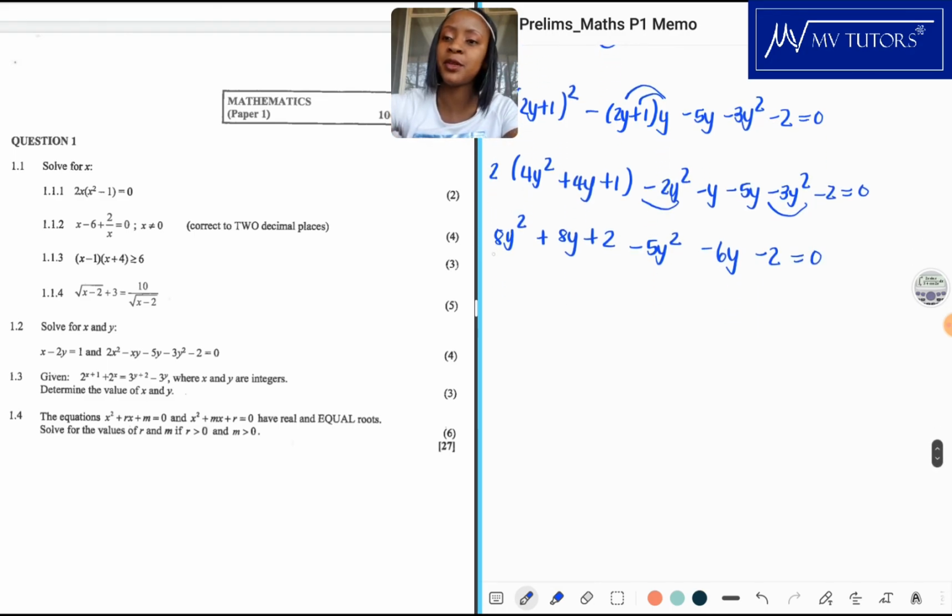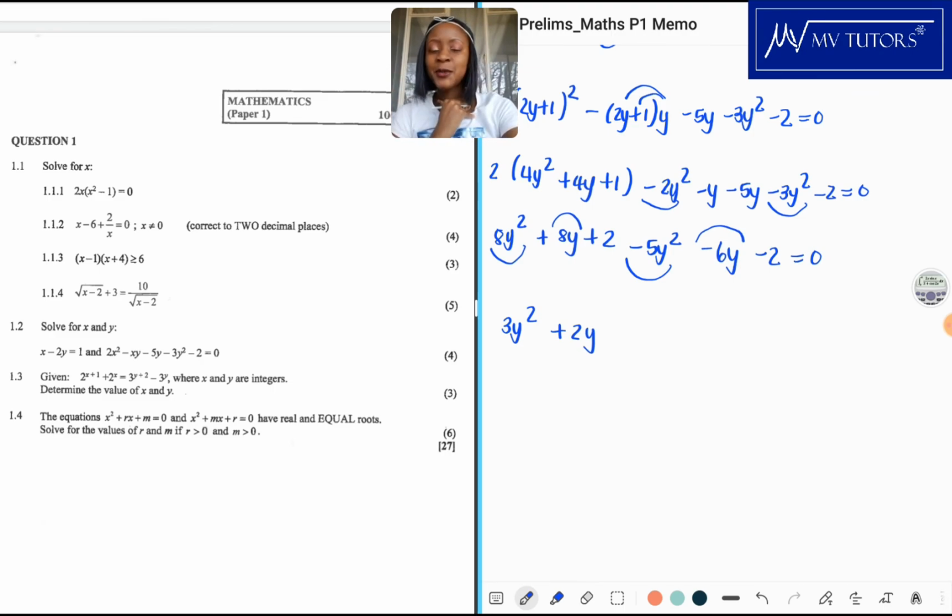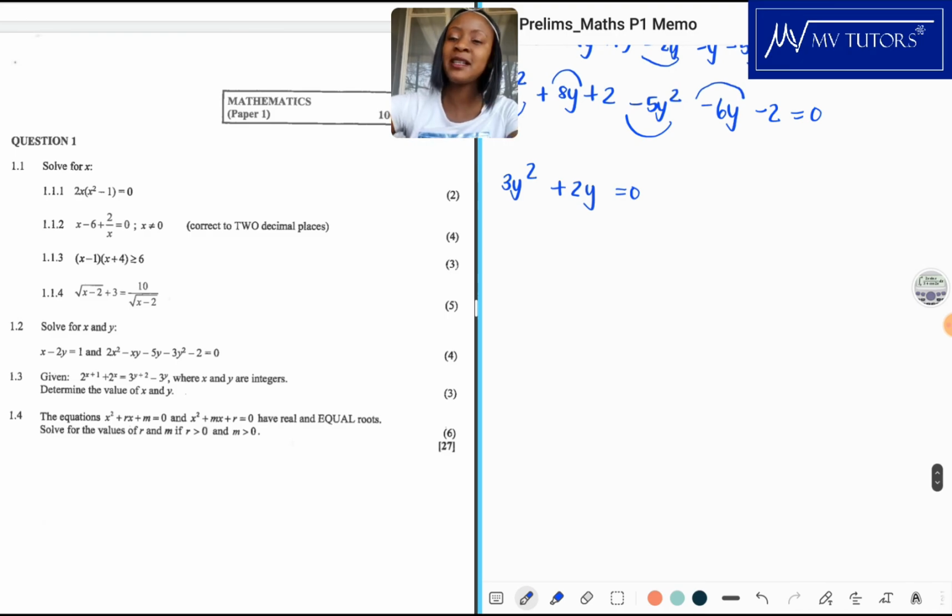So again, I'm going to group the like terms. So 8y squared minus 5y squared, that will be 3y squared. And then 8y minus 6y, that will be 2y. And then we have 2 minus 2, that's 0. I think it makes life a little bit easy for us.